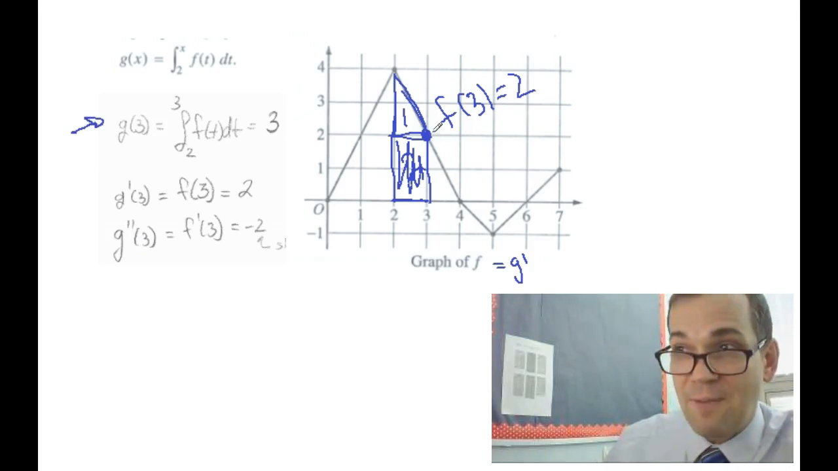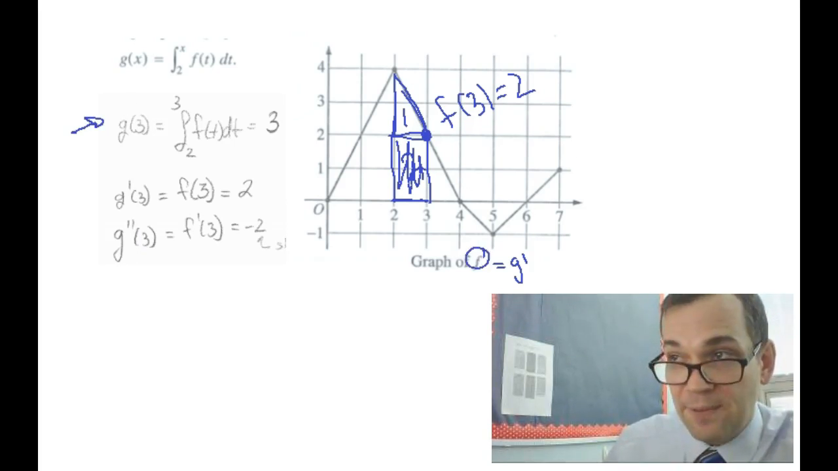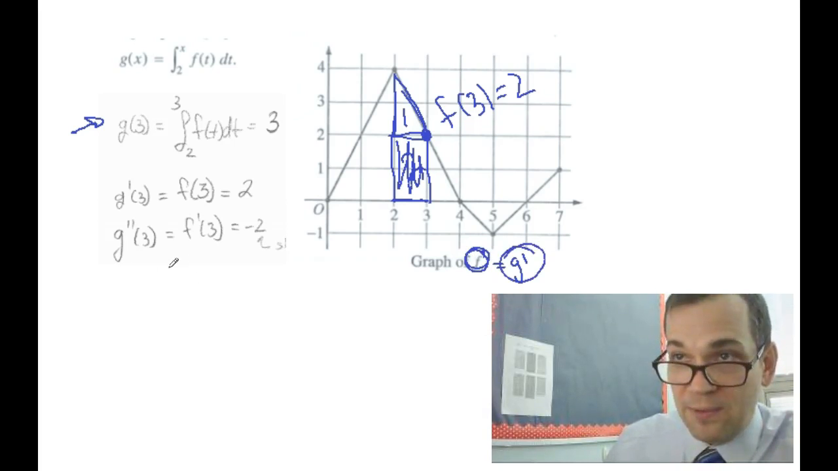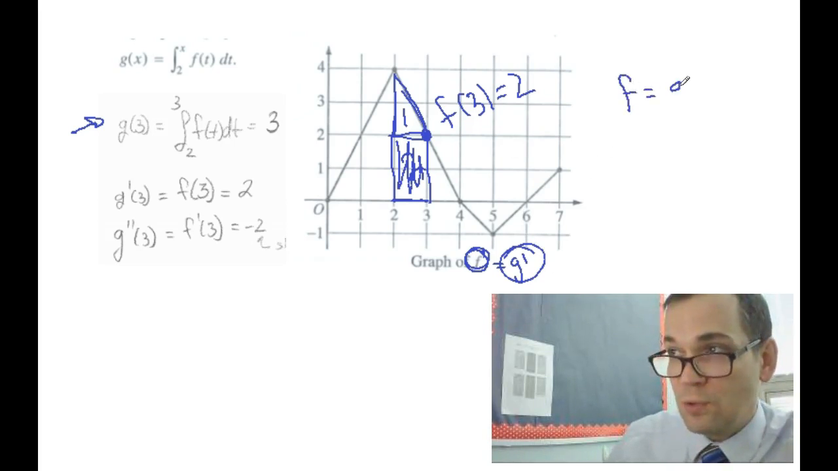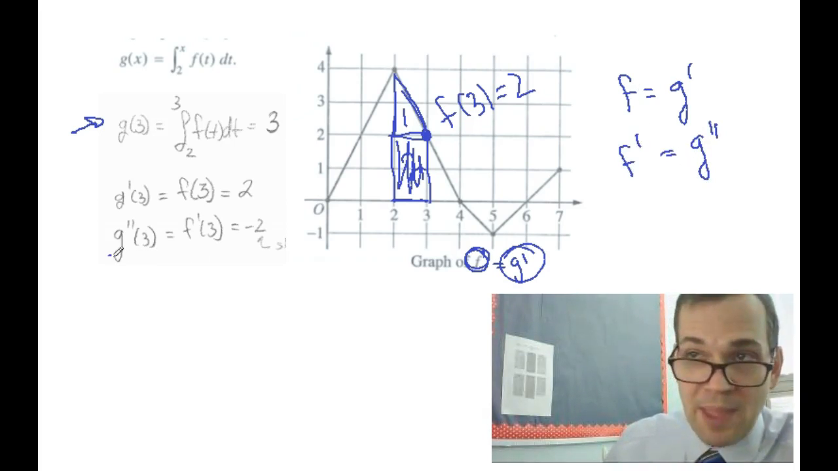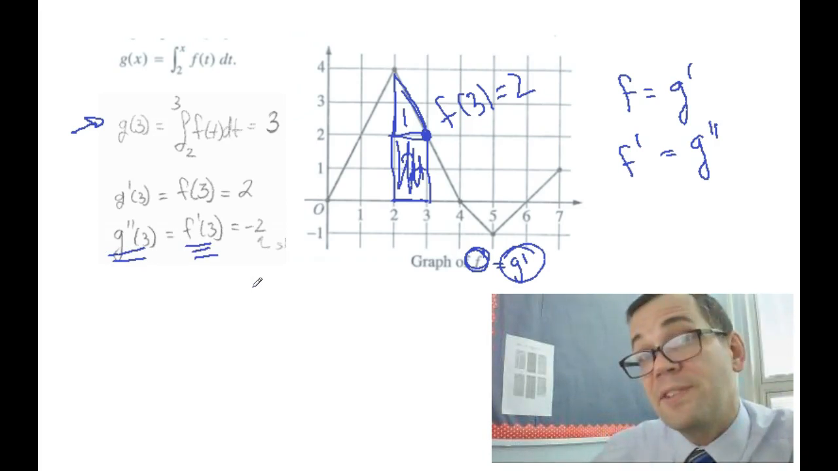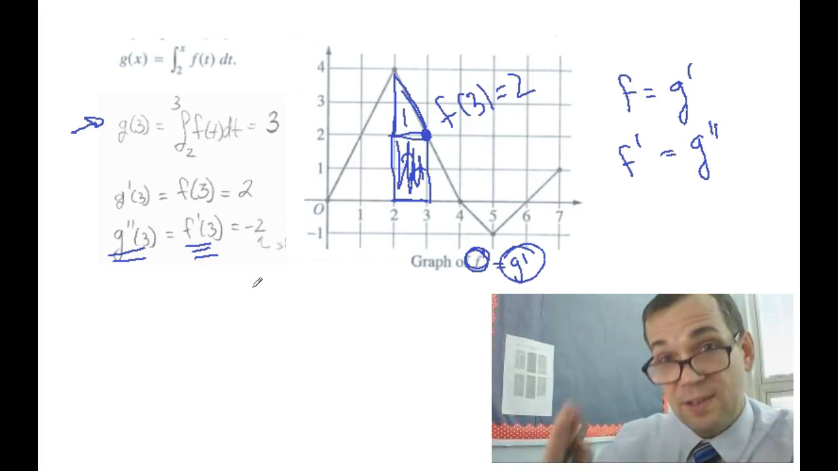g double prime of 3 refers to the second derivative of g. Now, the evidence I have in front of my face is f, and I know f is g prime. And I also know the second derivative is the derivative of the derivative. So if f equals g prime, then g double prime equals f prime. So what I really want to find when they ask me this is f prime of 3.